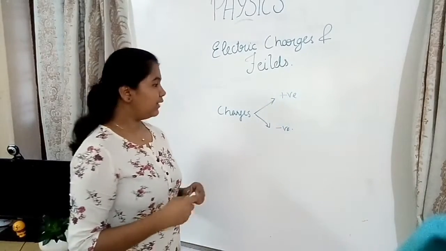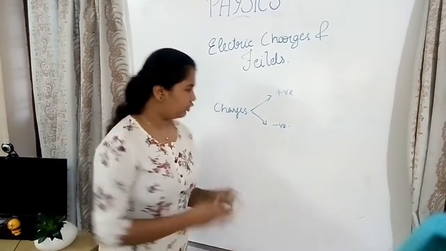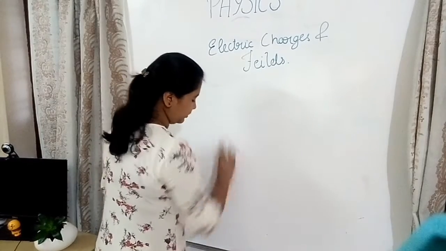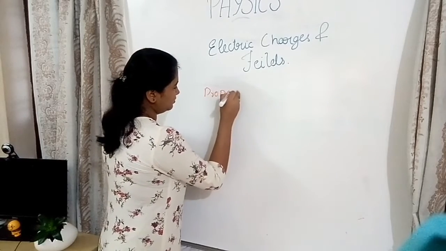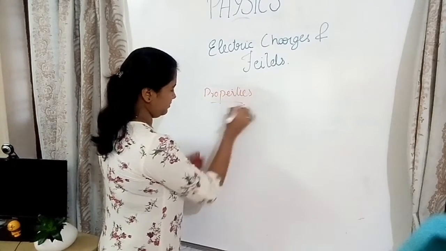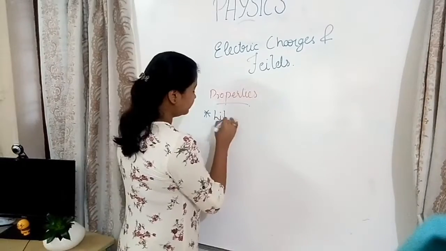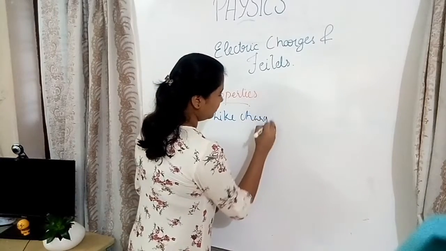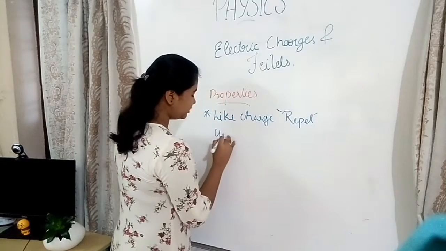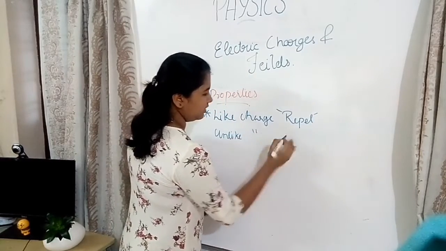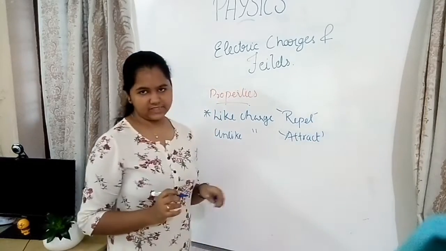Okay? Now there are some properties of charges. We'll discuss each property in detail. So, the first property that we have to learn is, like charges repel. Unlike charges attract. That is the first point.